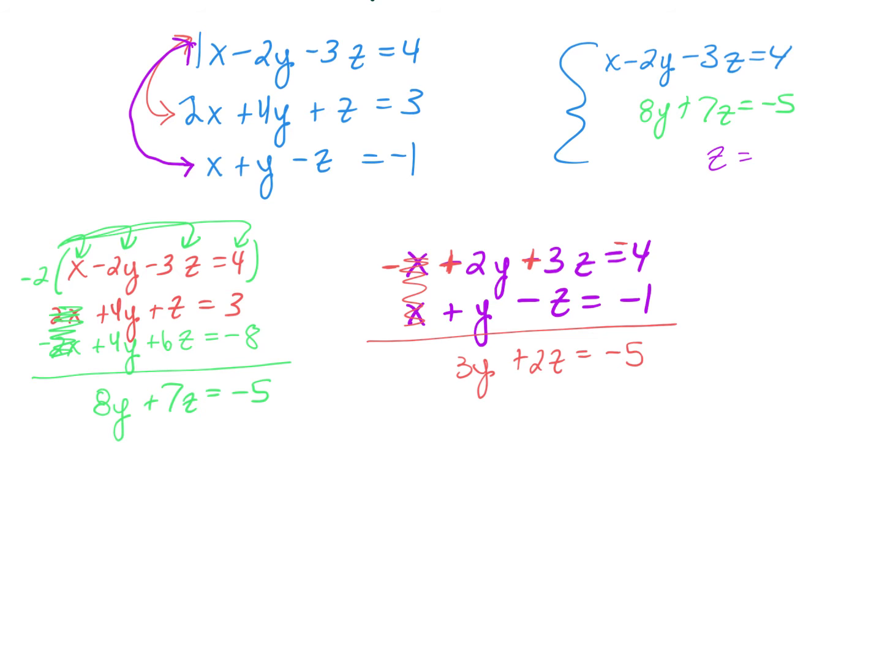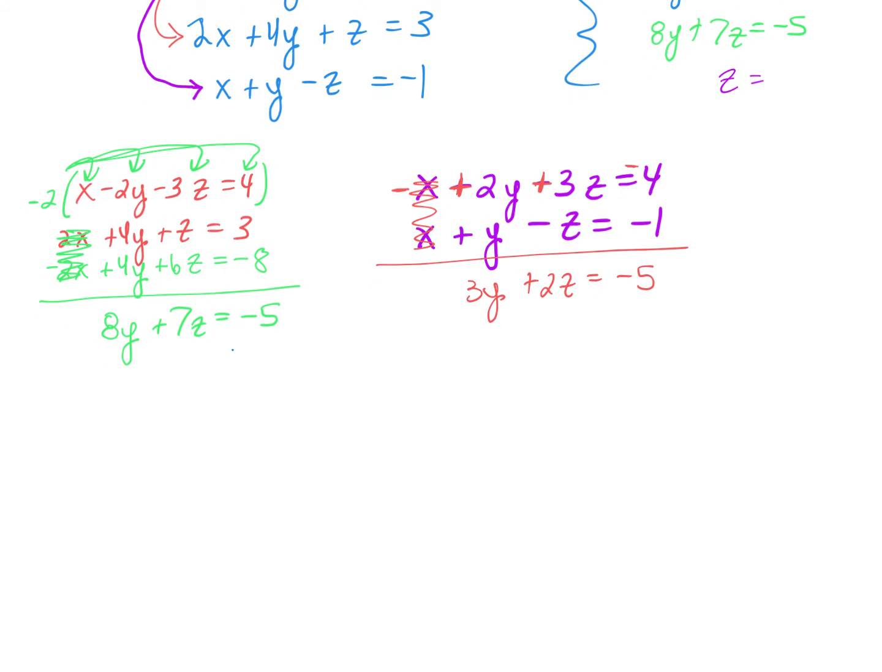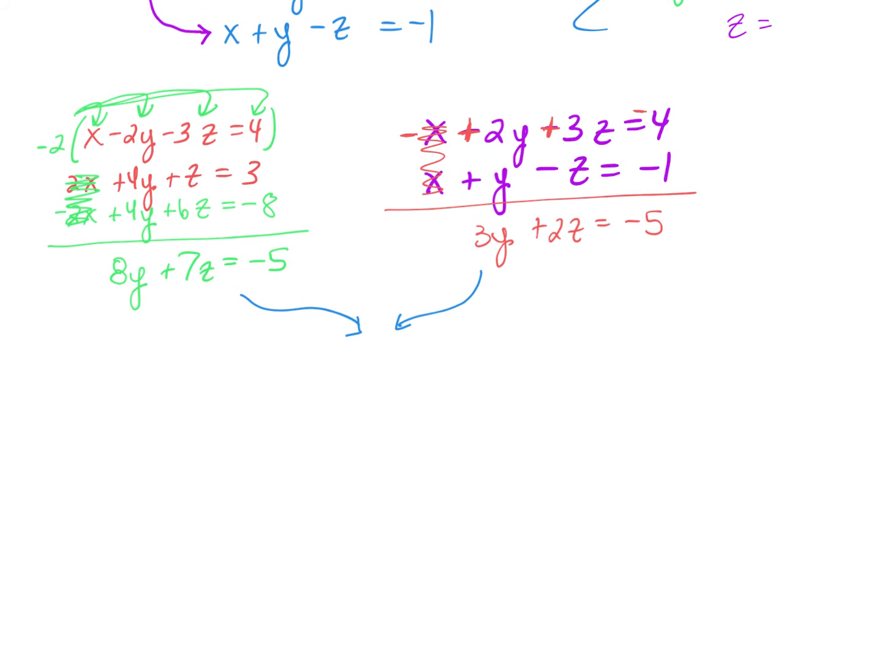Am I done? Do I now have one tiny little equation that says z equals? Not yet. That means I have to take over my two leftovers here that only have two variables. I'm going to combine them, cancel out the y's, and then I'll know what z equals. Doesn't matter which one you write first, which one you write second. I'm just going to write 8y plus 7z equals -5. And then 3y plus 2z equals -5.